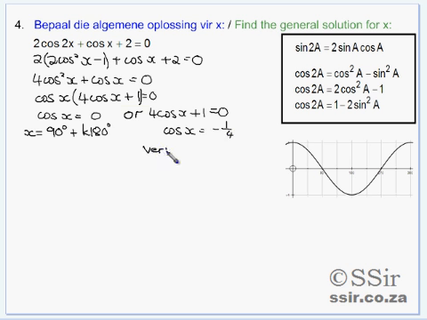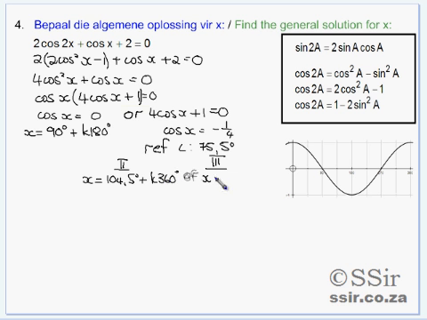Our reference angle here, second function cos of a quarter, is equal to 75.5. Where is cos negative? Cos is negative in the second quadrant or in the third quadrant. In the second quadrant, we find that x is equal to 180 degrees minus 75.5, and that gives me 104.5 degrees plus multiples of 360 degrees. Or, in the third quadrant, x will equal 180 plus 75.5, which gives me 255.5 plus multiples of 360 degrees.